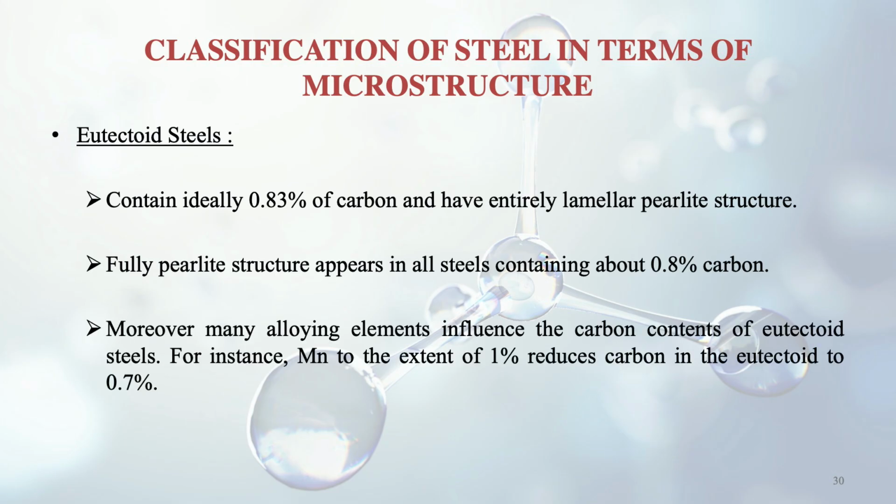Moreover, many alloying elements influence the carbon content of eutectoid steels. So other alloying elements are also there, and they will also influence the eutectoid steel. For instance, manganese to the extent of 1% reduces the carbon in the eutectoid to 0.7%. So if we are at the eutectoid stage of 0.83% and we add 1% of manganese, then the carbon will reduce to 0.7%.